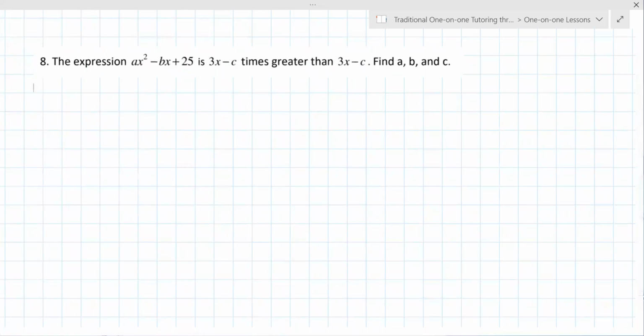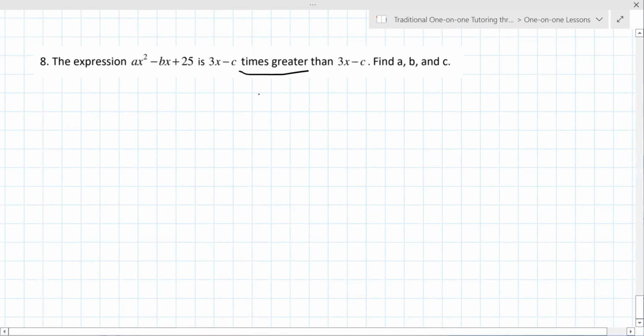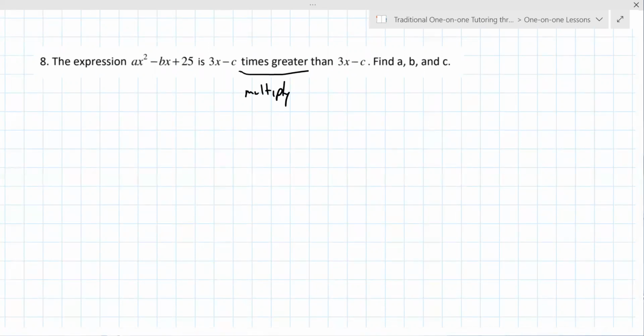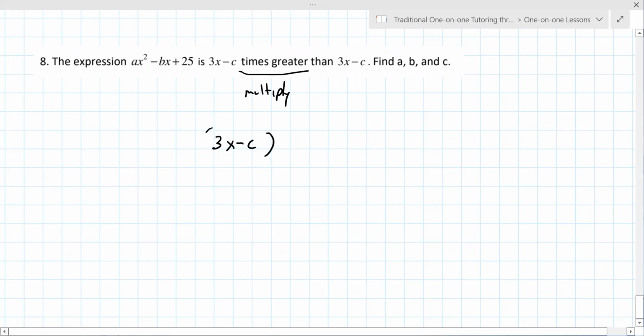The expression ax squared minus bx plus 25 is 3x minus c times greater than 3x minus c. I think the language here is a little bit confusing. Times greater means to multiply. That's what you want to encode. So multiplying, they're telling you to take 3x minus c and multiply by 3x minus c.